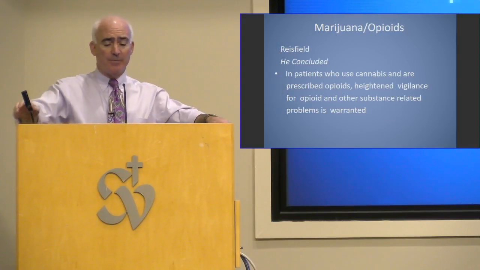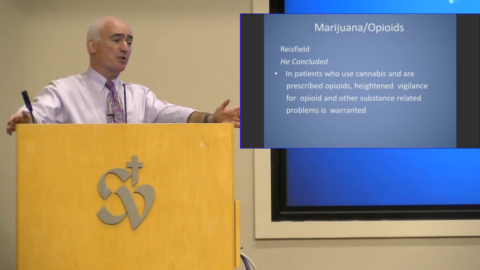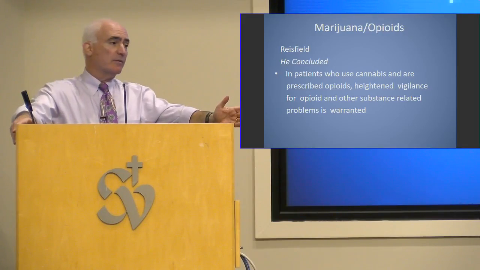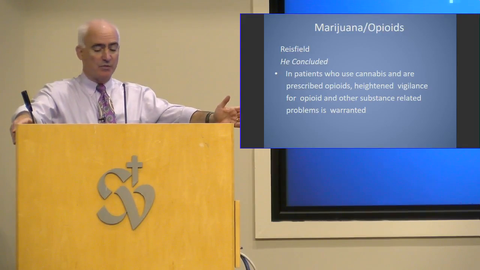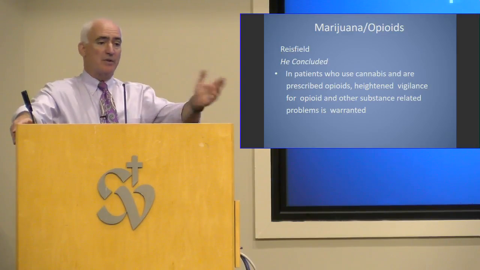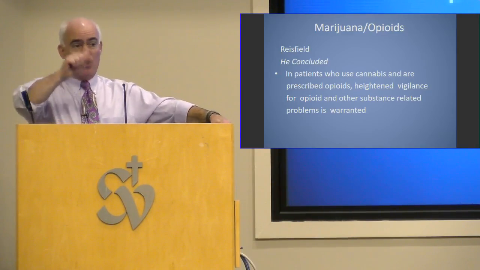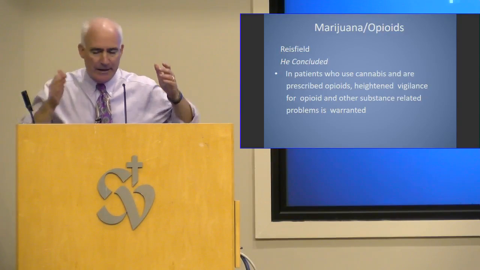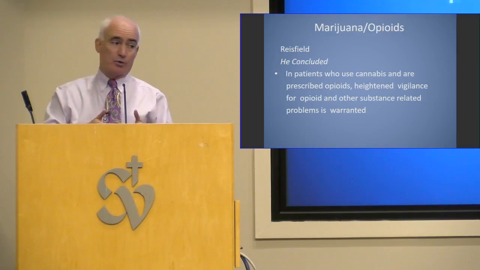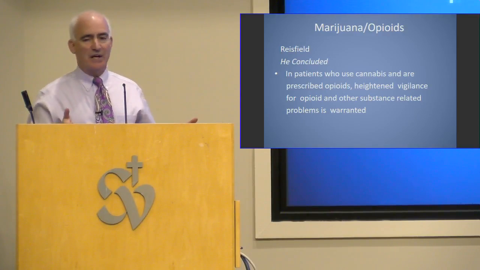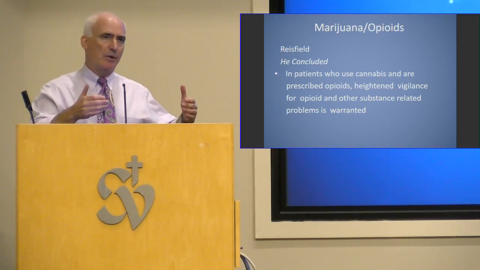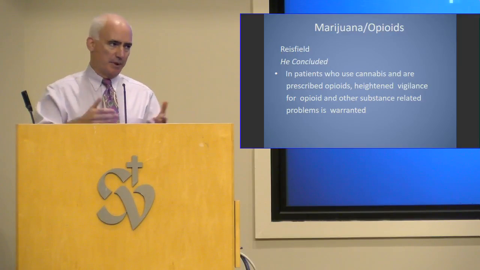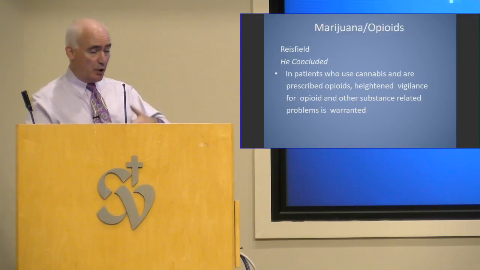So he concluded that in patients who use cannabis and are prescribed opioids, there must be heightened vigilance in your dealings with them for opioid and other substance-related problems. So if you hear that this is not medical, this is not like they came in and got prescribed medical marijuana. This is all before that. This is our patients that went out and said, you know what? I heard this is going to help me. I'm sure people do that in this state, where they said, I'm on these medicines and I'm going to smoke something because I heard it's going to help me. Not that I'm looking to get high, but it's going to help me. But you need to be hypervigilant because it could bring out other problems.